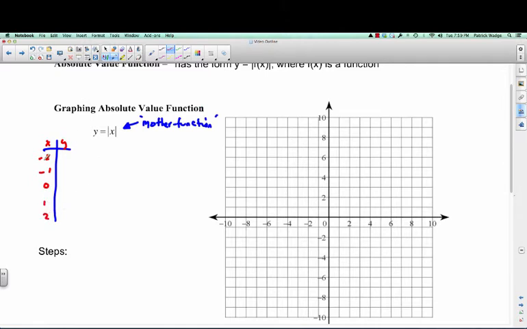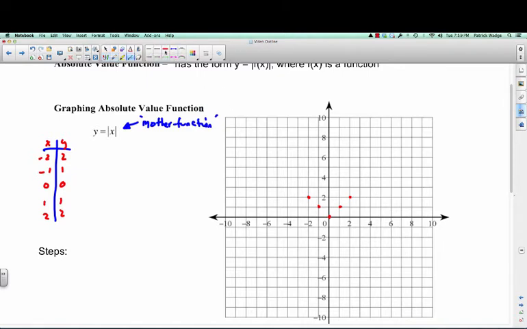That should be good. If you put -2 into x, you have the absolute value of -2, which is 2. The absolute value of -1 is 1. The absolute value of 0 is 0. The absolute value of 1 is still 1. And the absolute value of 2 is 2. So if we graph this, we have a point at (-2, 2), a point at (-1, 1), a point at (0, 0), a point at (1, 1), and a point at (2, 2).